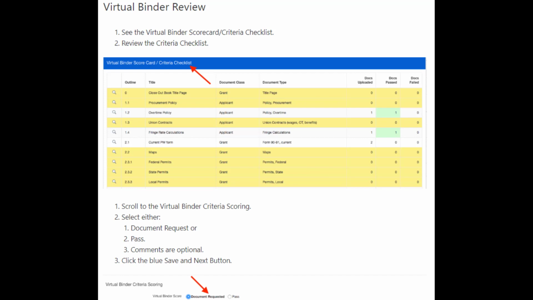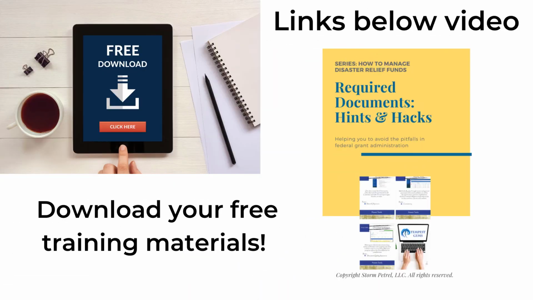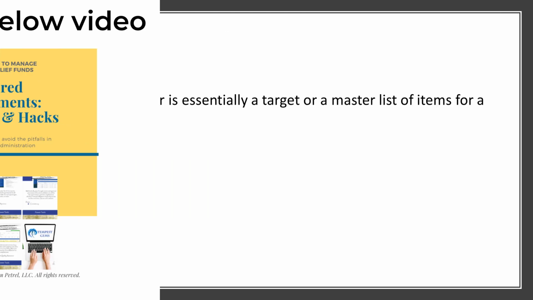passed the review process. On the left-hand side is a master list of documents, the virtual binder. On the right, we show the documents uploaded and their status, pass or fail. The state side or applicant side, Tempest Gems uses the same tools, the same lists, the same rules to aid both teams through to their shared goal, a successful closeout of a grant. We are providing you hints and hacks on required documents. We strive to reinforce successful grant management practices. Click the links below to download this guide.